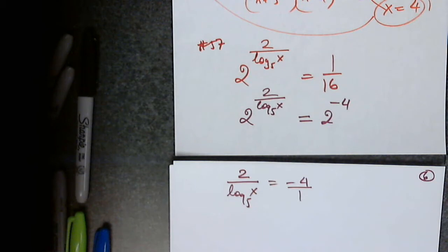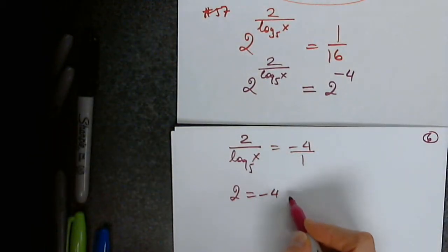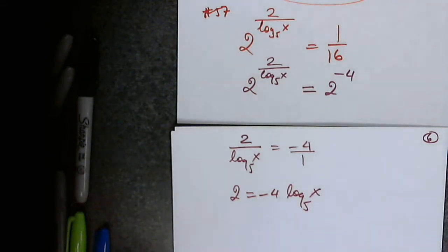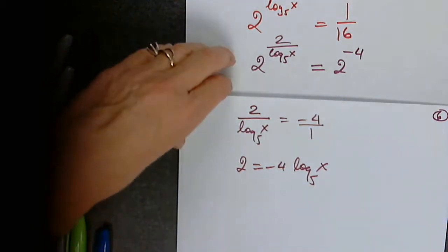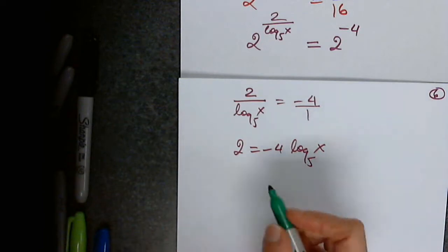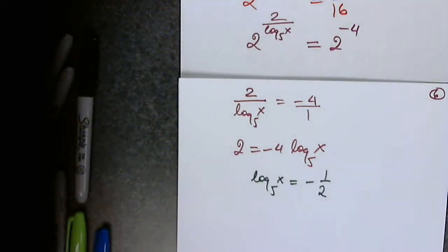What will I do next? Cross multiply. So then I have 2 equals -4 log base 5 of x. It's not cleaned up yet. I need one more step to clean it up. Divide by -4. Correct. So I have log base 5 of x equals -1/2.